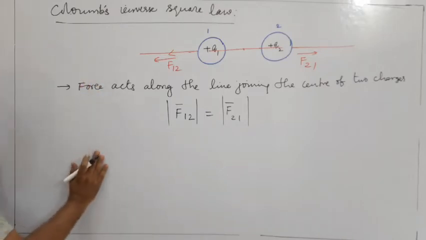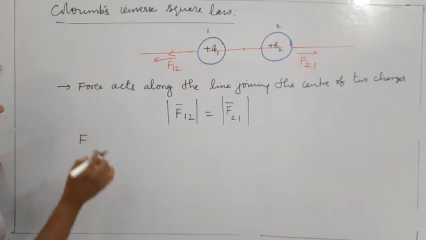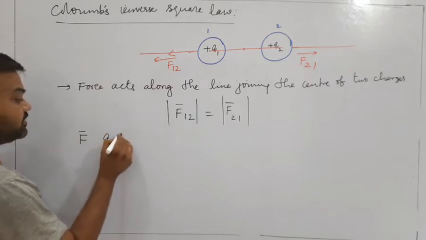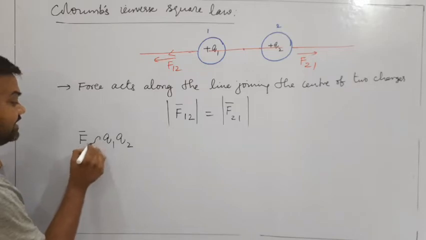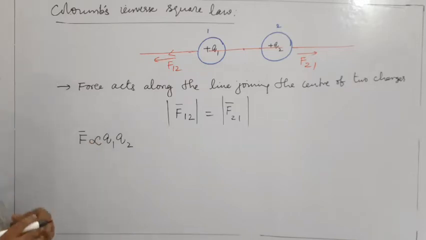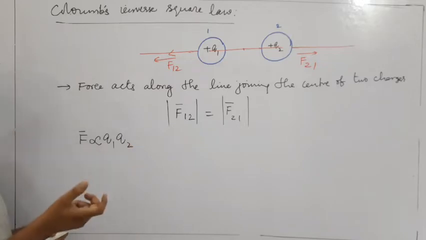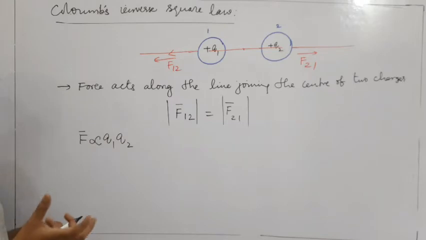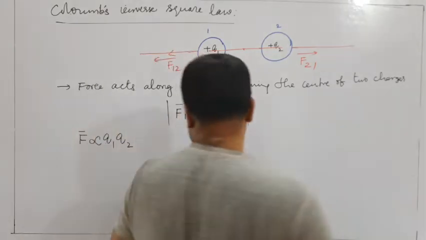According to Coulomb, he says that the force of attraction or repulsion, whatever it may be, must be proportional to the product of two charges. Means it is directly proportional to the product of two charges. If the product is more, whatever product you get when you multiply these two, the force of attraction is also more.